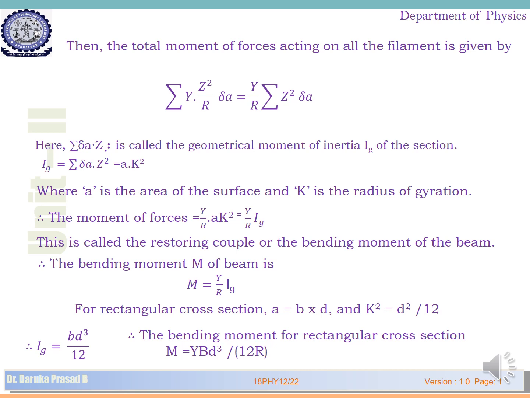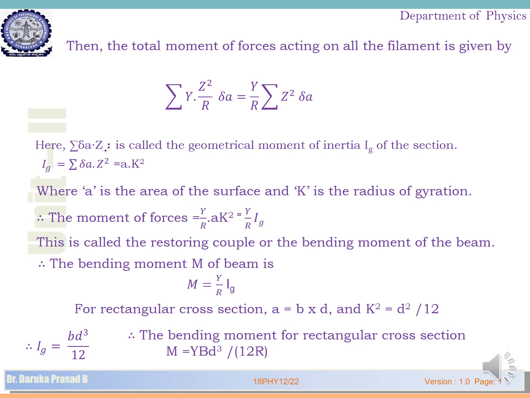the axis. So, if you substitute the K value there, the moment of forces is Y by R into Ig. This is called the restoring couple or the bending moment of the beam. Ig, that is the geometrical moment of inertia for a rectangular cross section, you can write as area, that is breadth into thickness, and the radius of gyration square, that is K square, is D square by 12, where D is the thickness of the beam.